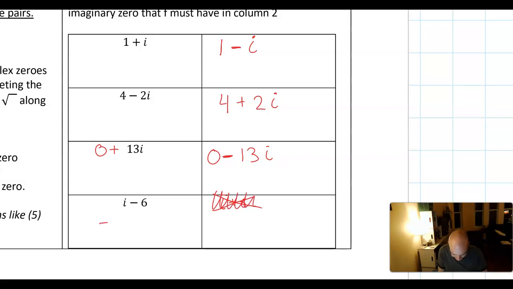i plus 6 is really 6 plus i, so the complex conjugate is 6 minus i, and if you want that to be a good zero, that's what you're going to need to have. So be real careful with that last one, that you don't just flip the sign, you actually think about changing the sign on the i term if you want this to work out nicely.